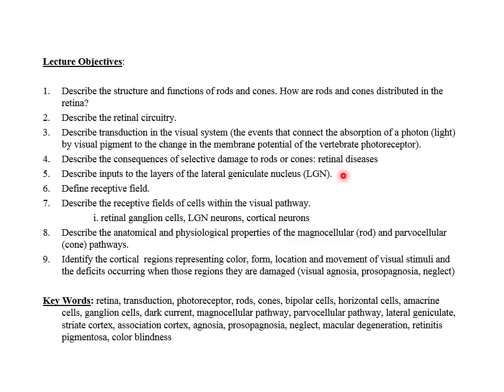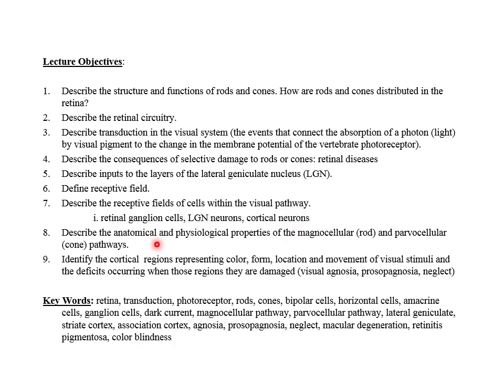We'll describe the inputs to the layers of the lateral geniculate nucleus in the thalamus, define the receptive field, and describe the receptive fields of cells within the visual pathway, such as the retinal ganglion cells, the lateral geniculate neurons, as well as the cortical neurons.